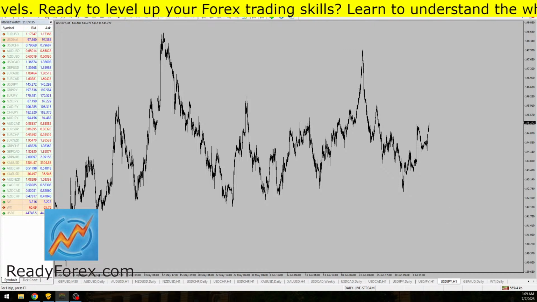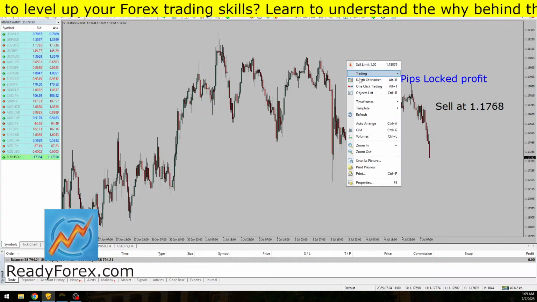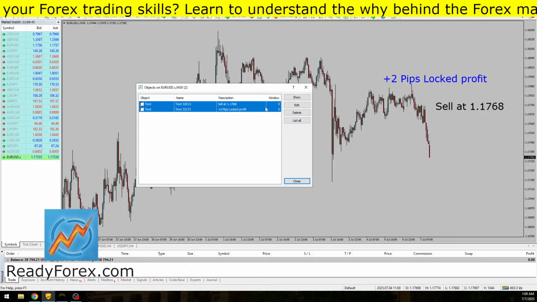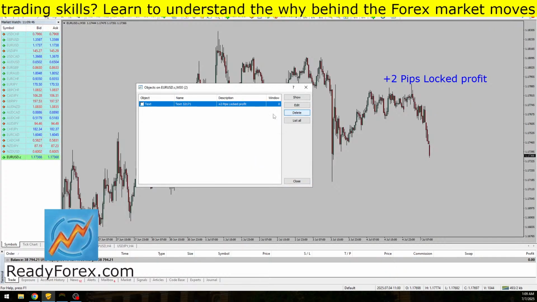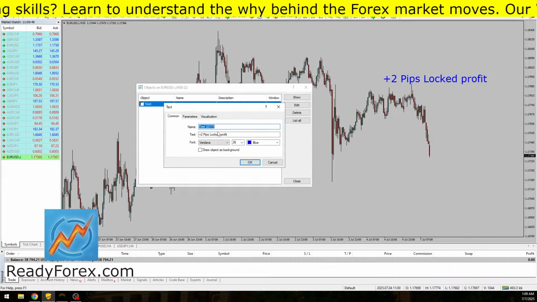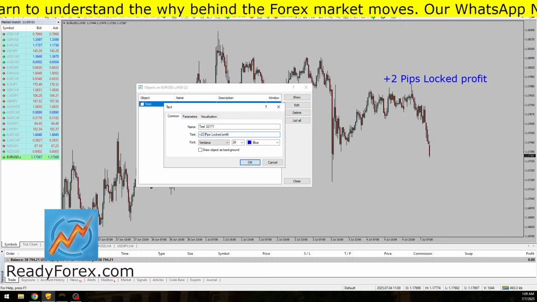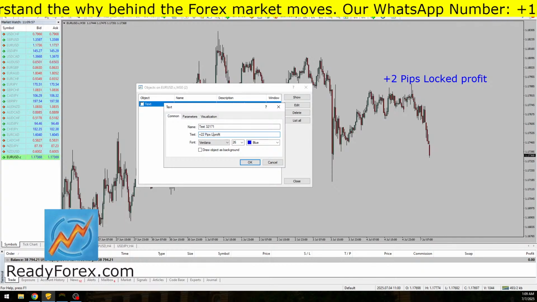So that's pretty much it for today from my side. Let's go back over here and update this thing. So overall I closed the trade with a profit of 22 pips. If someone is still holding that trade, he's still in profit because the market is falling down.